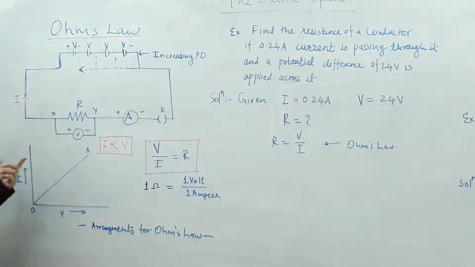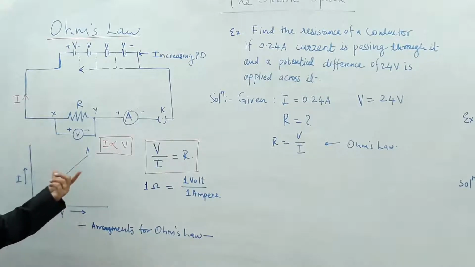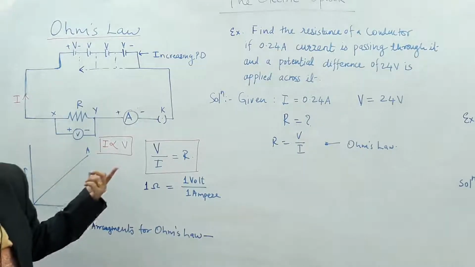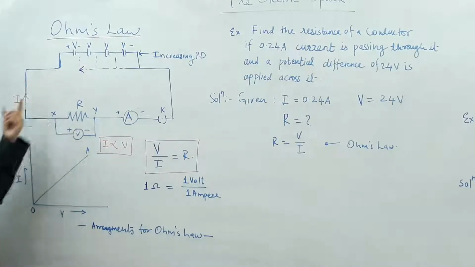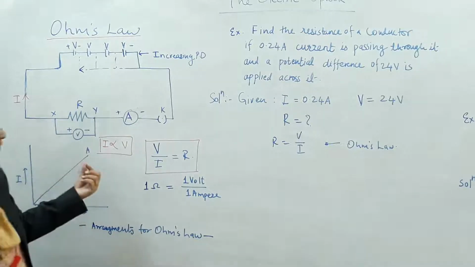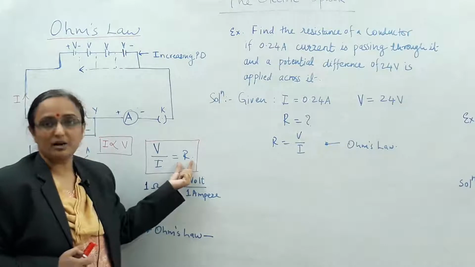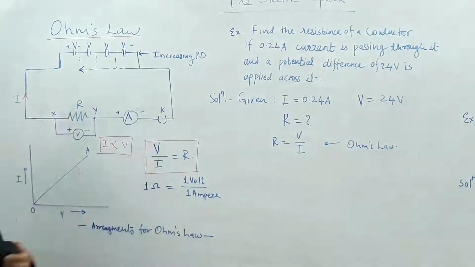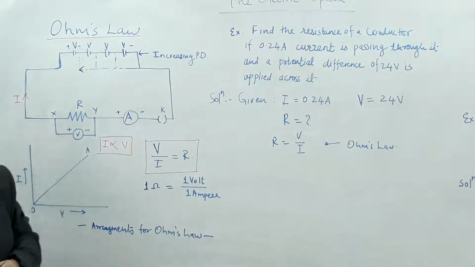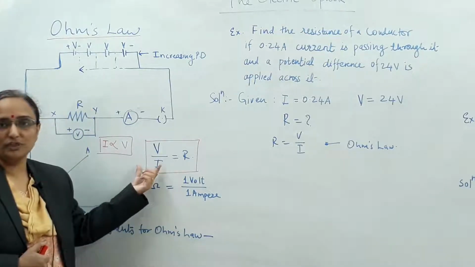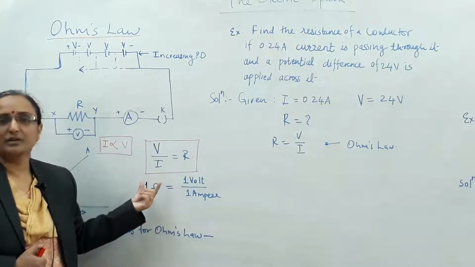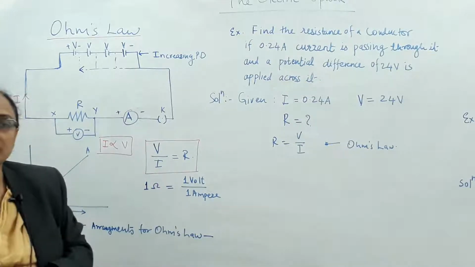Thus we are going to write down in this experiment the different readings of voltage applied to the circuit and the corresponding change in the current, and then we are going to find out this factor, resistance. Resistance is mathematically the ratio of V upon I, voltage upon current.